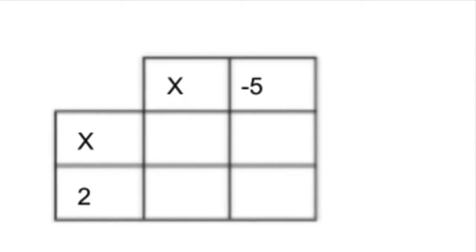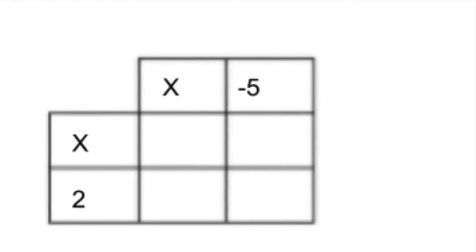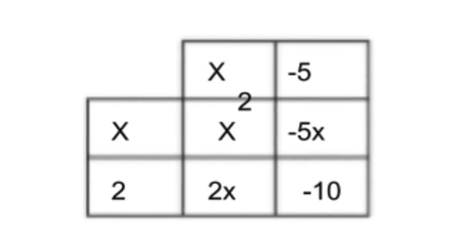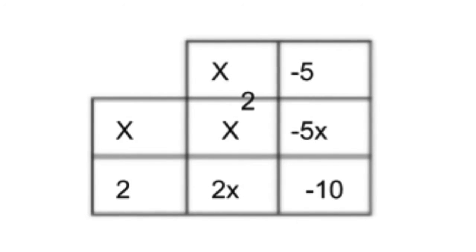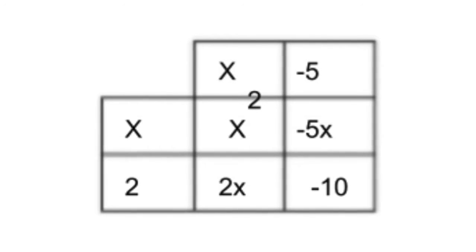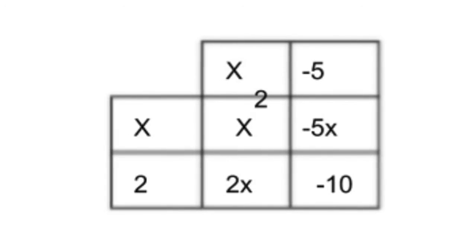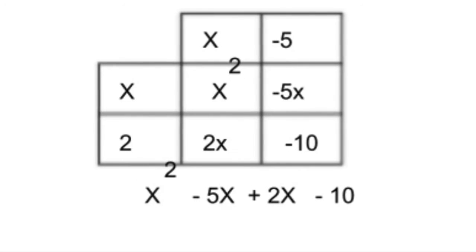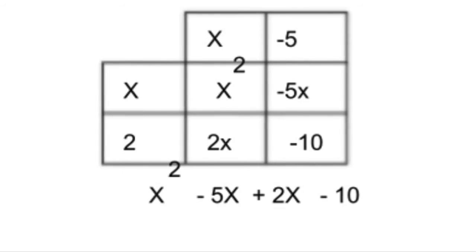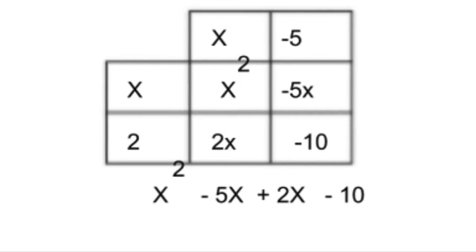We're going to put them in the top and the side, and now we want to multiply 4 times. I'm going to multiply x times x, which gives me x squared, minus 5 times x gives me minus 5x, 2 times x gives me 2x, and 2 times negative 5, or negative 5 times 2, gives me negative 10. I know that my answer to x minus 5 times x plus 2 is all the things on the inside of the chart. So the answer is x squared minus 5x plus 2x minus 10.